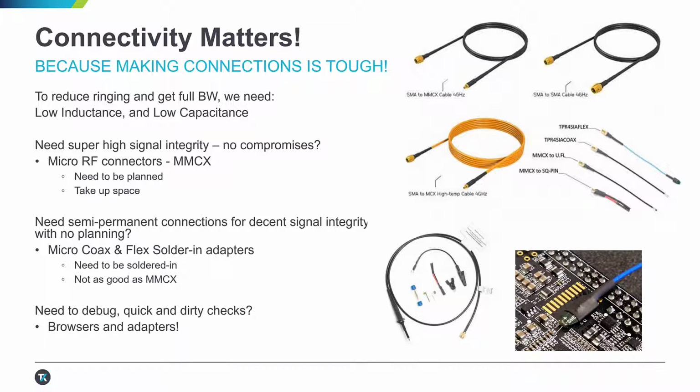For the power rail, we offer two different cables. We have an SMA to MMCX that you see here, and then we also have a high temperature cable, for those of you using and evaluating power rails in a temperature chamber as an example.